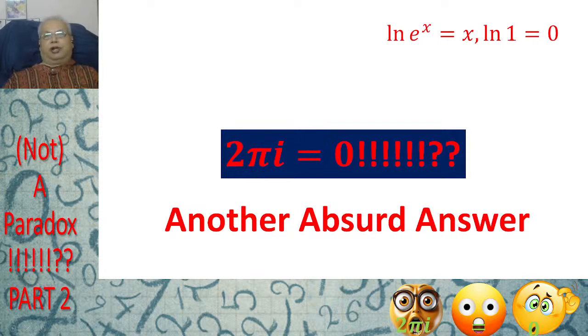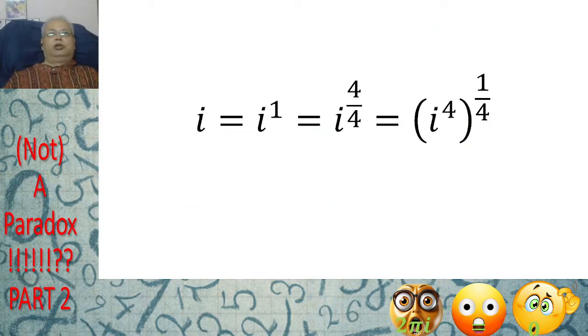Let us see another one. We know what I is. I is root over of minus 1. That is the imaginary number. Now I we can write as I is equal to I to the power 1. So 1 is 4 by 4. So we can write I is equal to I to the power 4 by 4. Now as we know, x to the power mn is equal to x to the power m whole to the power n. So in that formula we will use this.